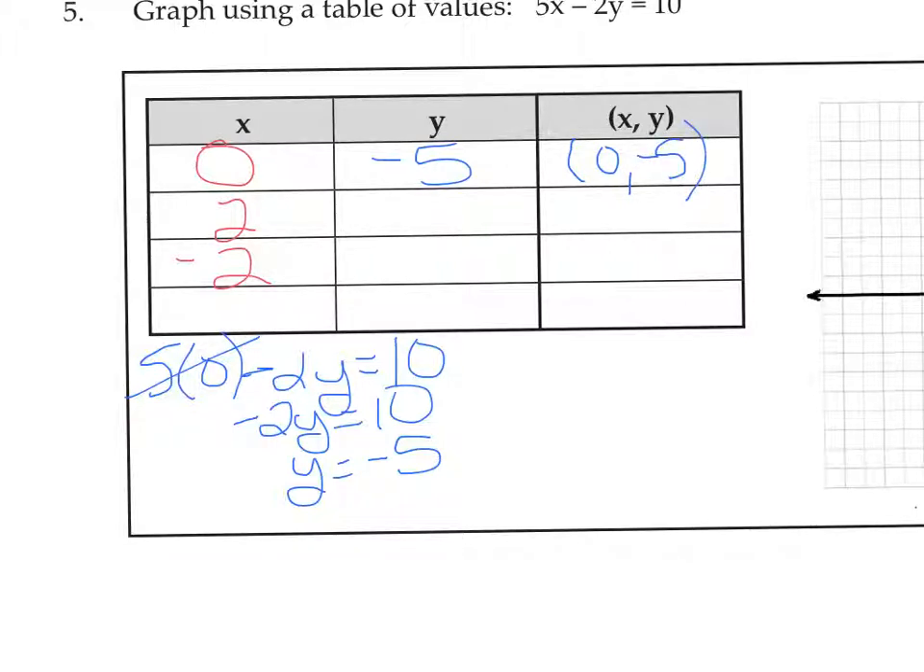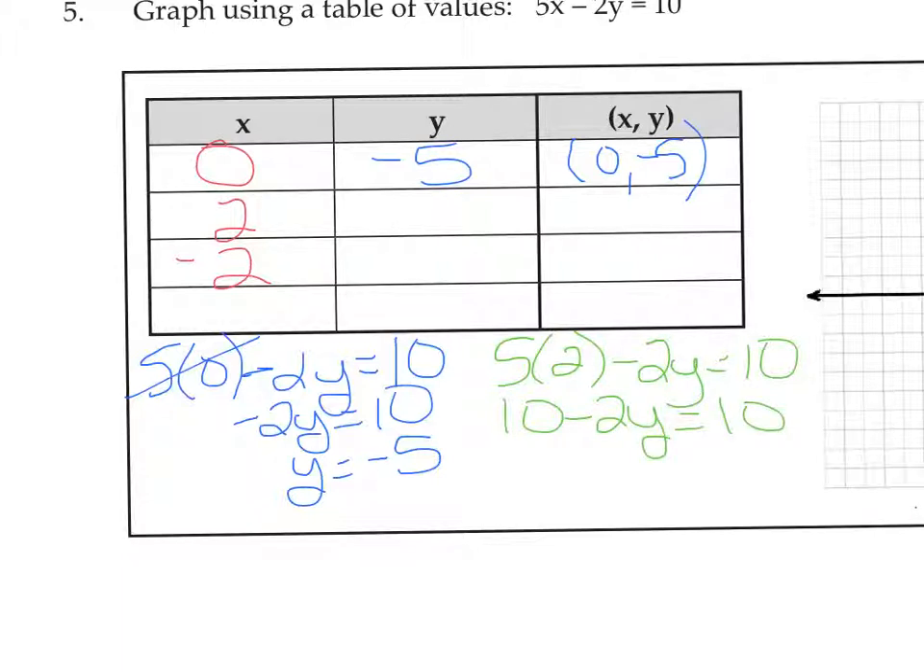Okay? When we plug in 2 for x, we'll have 5 times 2 minus 2y equals 10. 5 times 2 is 10. And since we're solving for this y here, we have to subtract this 10 from both sides. Well, 10 minus 10 is 0. So we end up with -2y equals 0. We divide by -2, y still equals 0 because 0 divided by -2 is still 0. So this is the second ordered pair, 2, 0.